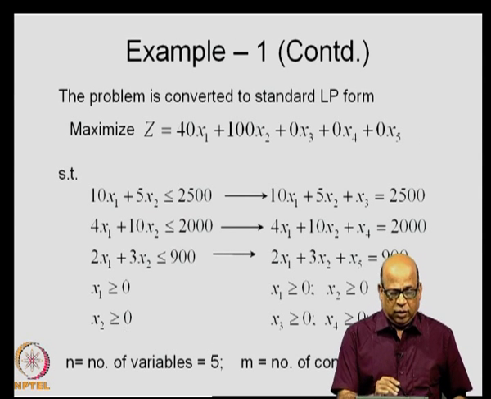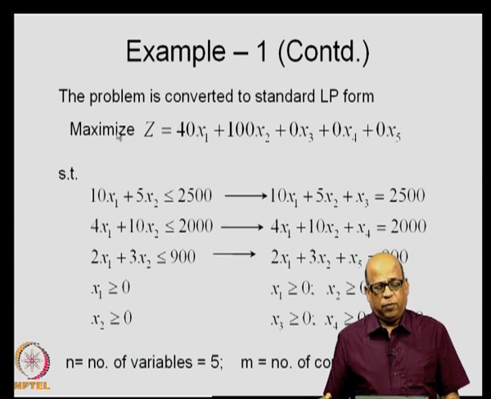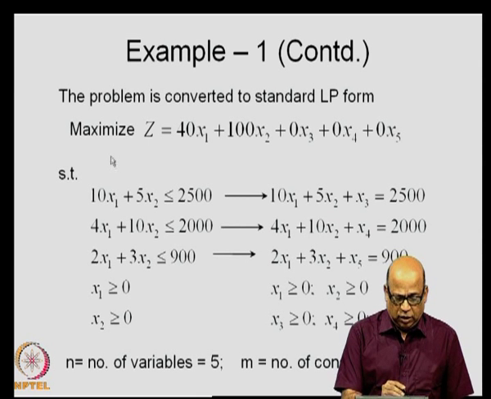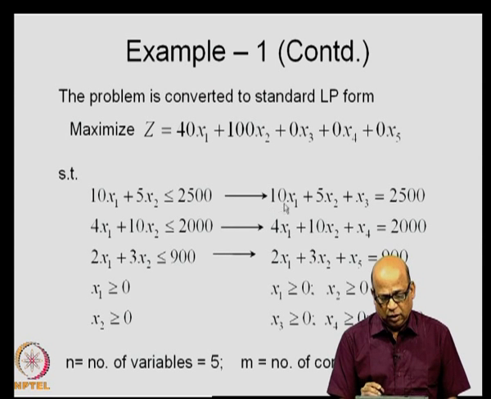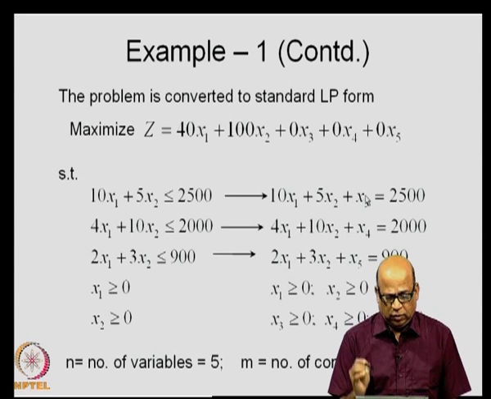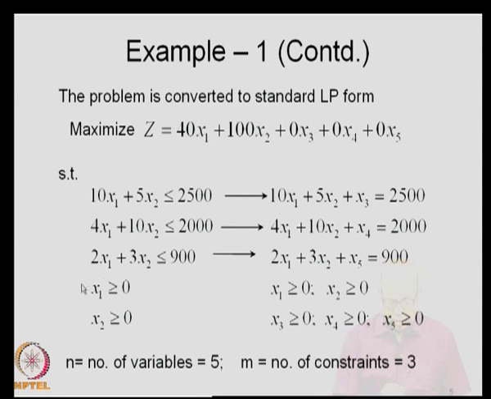So, how do we write it in the standard form? We write the constraint 10 x 1 plus 5 x 2 less than or equal to 2500 as 10 x 1 plus 5 x 2 plus x 3 is equal to 2500, where x 3 is a slack variable. Similarly, x 4 is a slack variable here and x 5 is a slack variable, and all these variables x 1, x 2, x 3, x 4, x 5 are all non-negative.